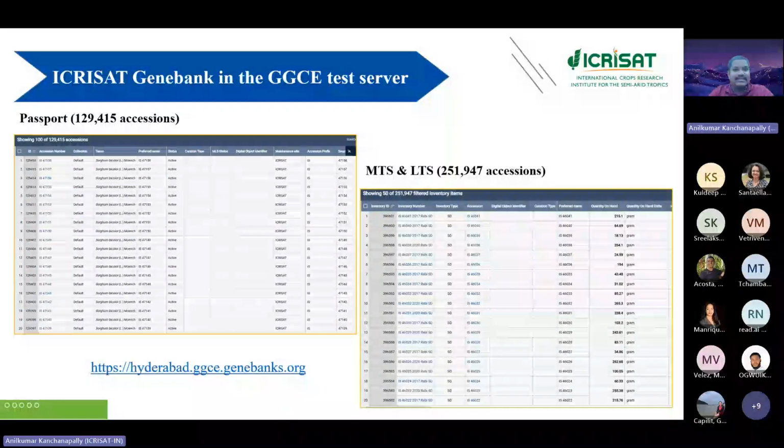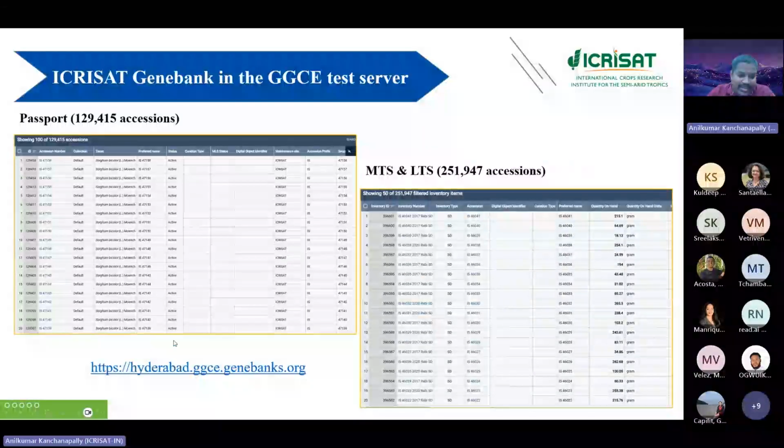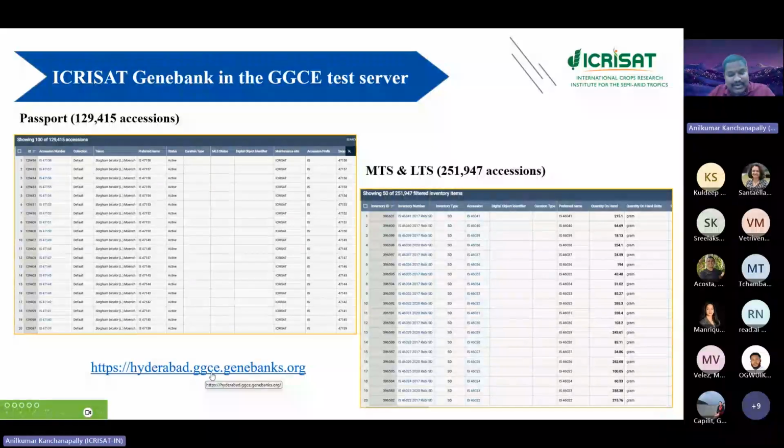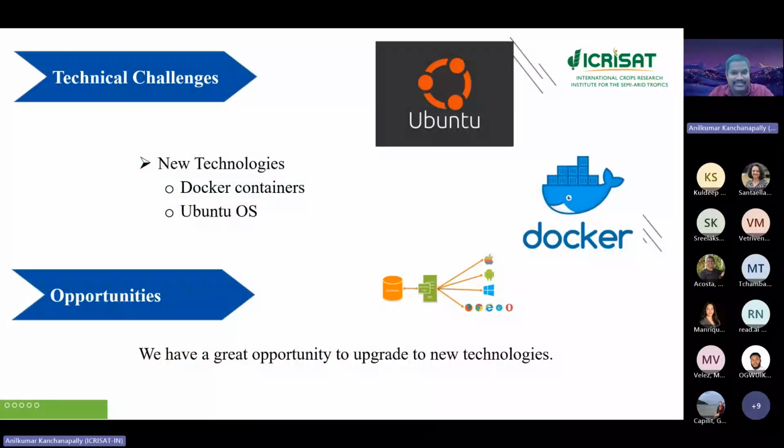This is the GGCE test server, and these are the numbers. We updated around 1,29,000 sample accessions, passport data, as well as MTS and LTS data, into the GGCE test server. This server is with the Crop Trust at Bonn. Here we gave the address Hyderabad.ggce.genebank.org. This is the website. We can open it one by one. I will open it in the coming pictures.